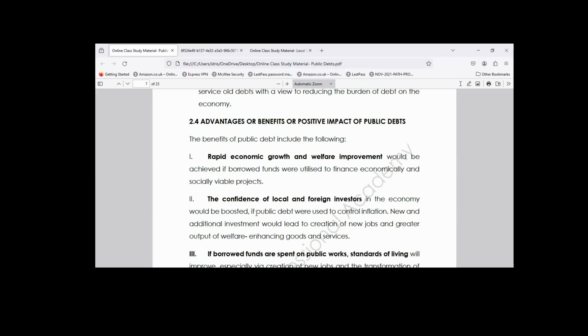So government can borrow to finance critical issues, critical events, critical projects that are affecting the economy, so that our economy can grow rapidly.